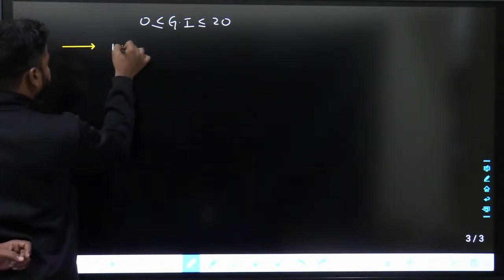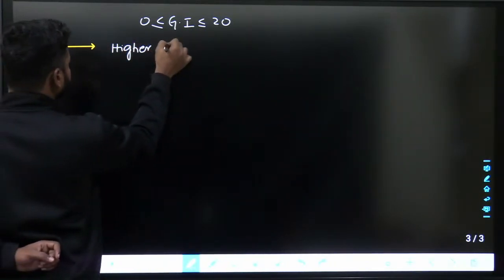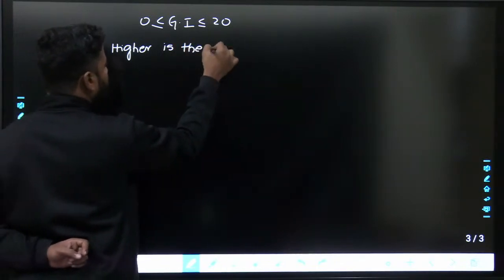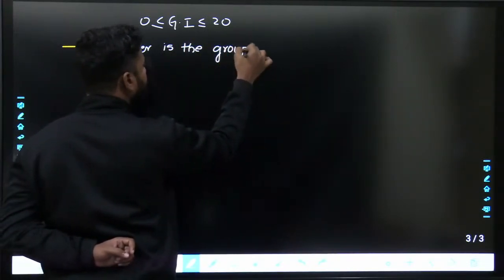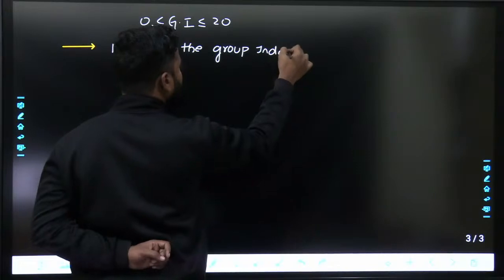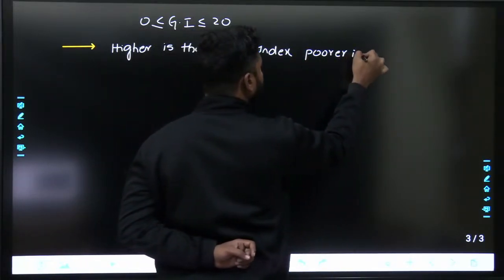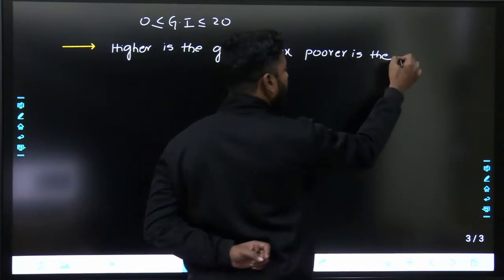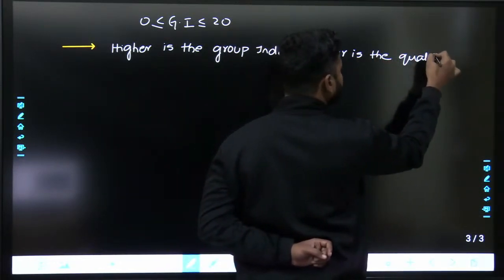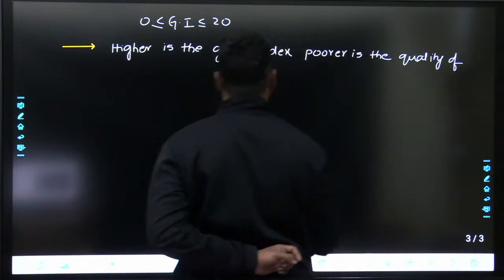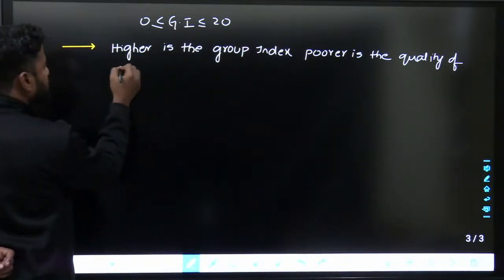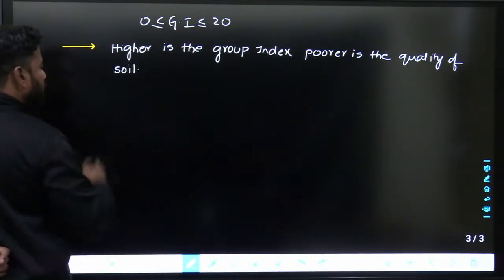Higher is the group index, poorer is the quality of the soil.